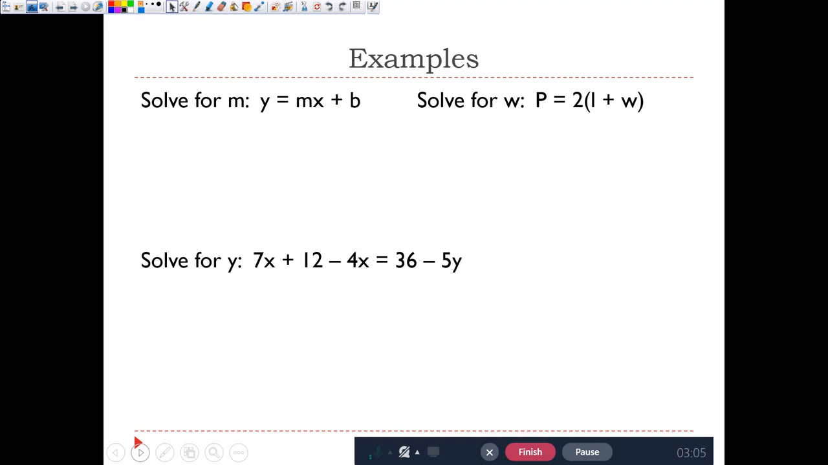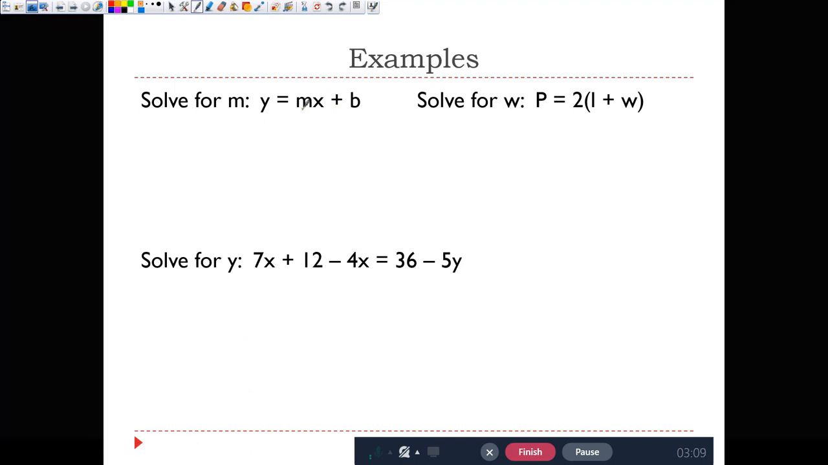Okay, solve for m. y equals mx plus b. In this equation, we're solving for m. So we move our constant first. I'm going to subtract b from both sides. So I'm going to have y minus b equals mx. x is being multiplied by m, so in order to remove it, we're going to divide by x. Whatever you do to one side of your equation, you do to the other side. So here I'm going to have m equals y minus b over x.